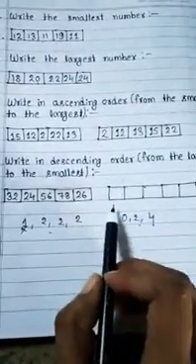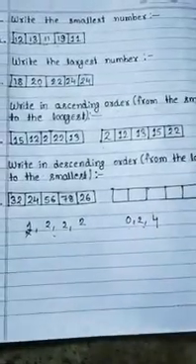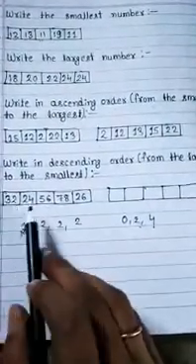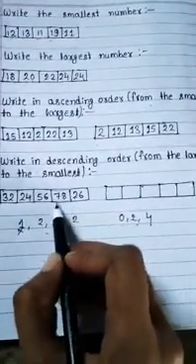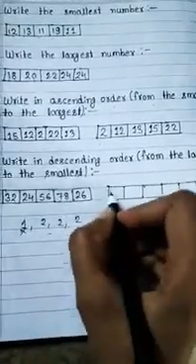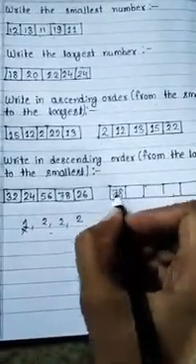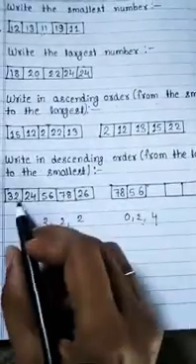Here write in descending order from the largest to the smallest. It means you have to write the largest number first and then you have to move to the smallest, okay? So which is the largest? So here tens place: 2, 7, 5, 2, 3. 7 is the largest, so write here 78. Then 5, so 56. Then 32.